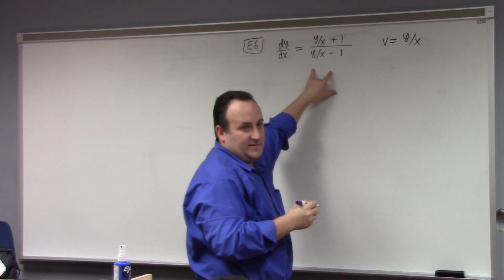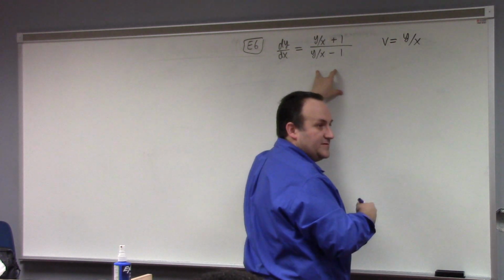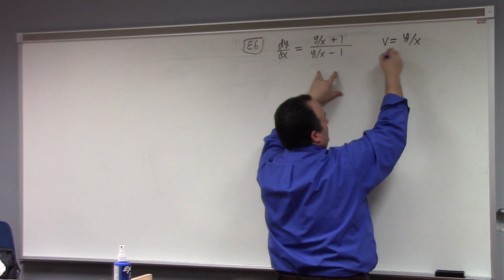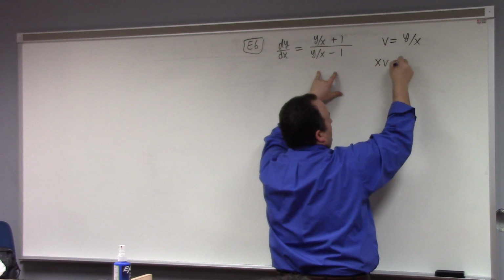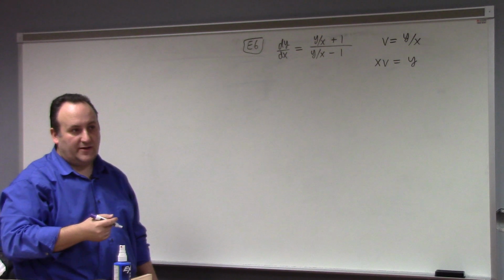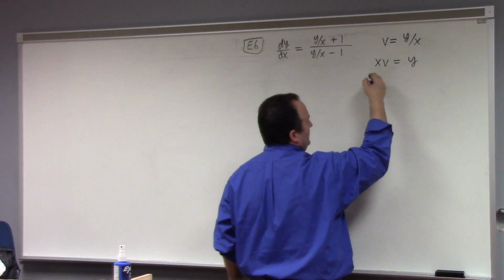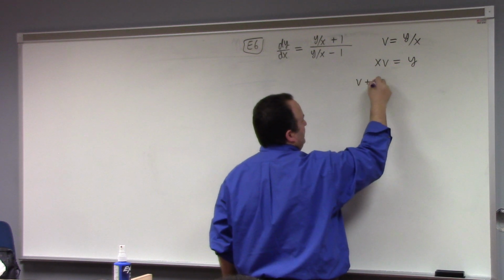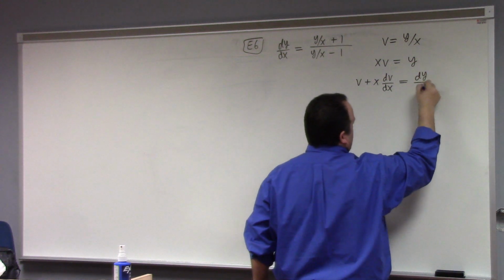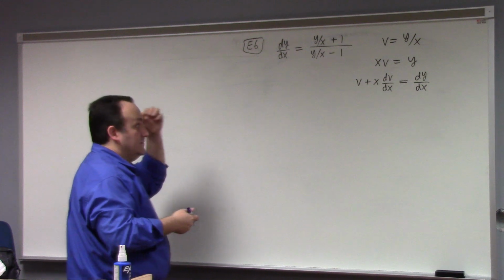And here's a pro tip for you. Learn to hate fractions. If you hate fractions, what you do is undo them. So this gives us x times v equals y, which is ever so much more lovely to work with when you're calculating dv dx. To figure out dv dx, I just differentiate this. I've got v plus x dv dx, which is dy dx, right? Voila. Now we know how to substitute that in.